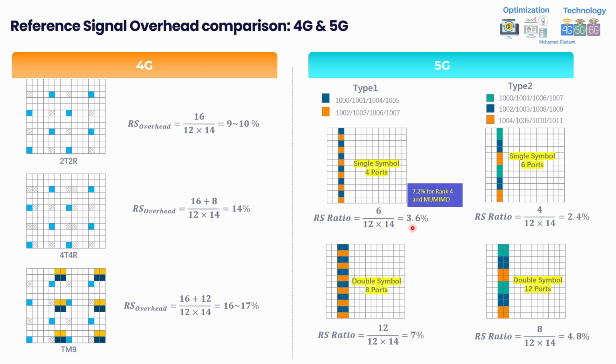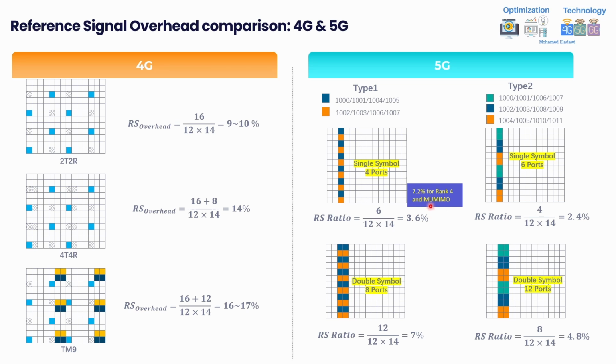Rank 2 or rank 1, you can get up to 3.6%, which is almost less than half if you are comparing to 2T2R, which can offer rank 2 in case of 4G CRS. This is the first point, and this number can double up to 7.2% if you are using rank 4, because in this case you will be utilizing all the resources, all 4 ports. So there will be no more resources remaining for PDSCH for this particular sample. Your overhead will be doubled compared to rank 1 and rank 2.